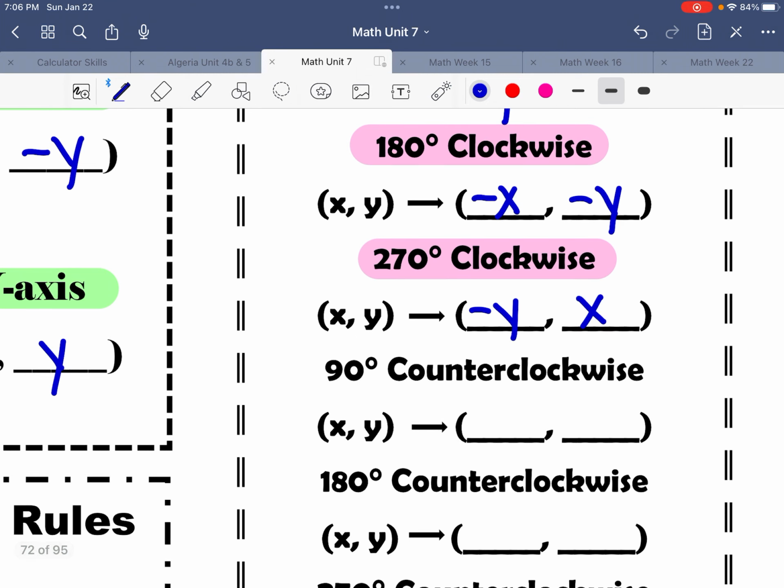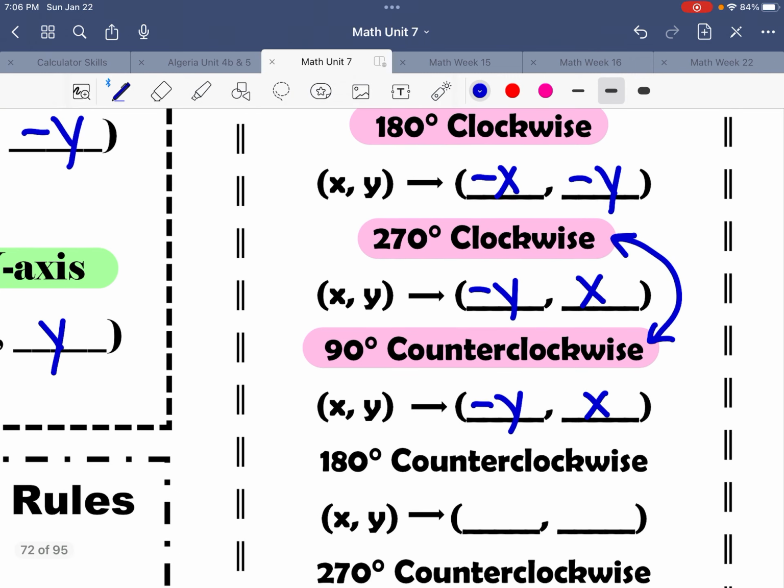For a 90-degree counterclockwise, this is the one where we start to repeat ourselves. For a 90-degree counterclockwise move, it's the same as a 270 clockwise. It's (negative y, positive x). Same thing as a 270. These two match each other, okay?